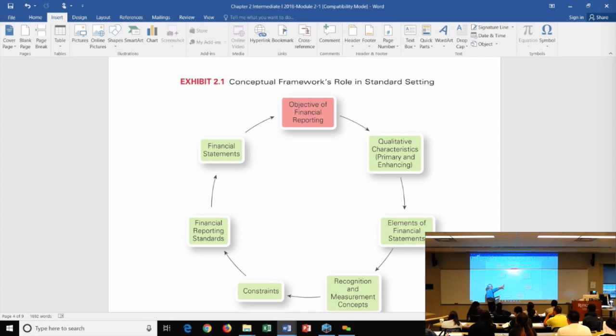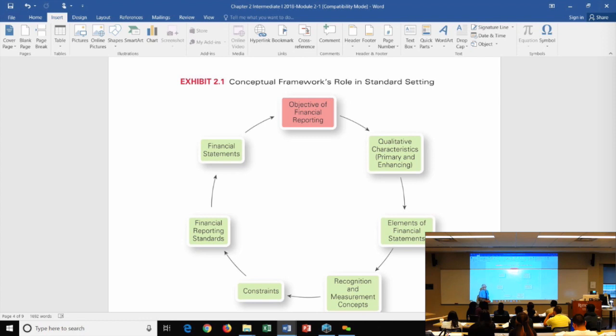That's why we've got the framework. Does it meet the objectives? Does it have the characteristics that make information useful? Does it properly meet the elements by definition? Is it properly defined as an asset or liability? Is it backed up or supported by going concern, historical cost, or measurement principles? Any constraints on issuing that standard, and then we finally issue.